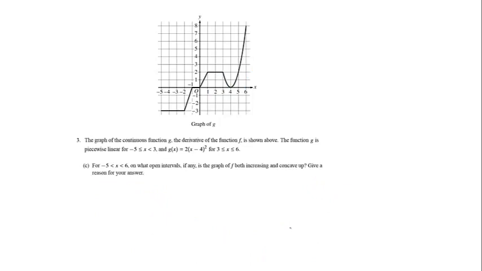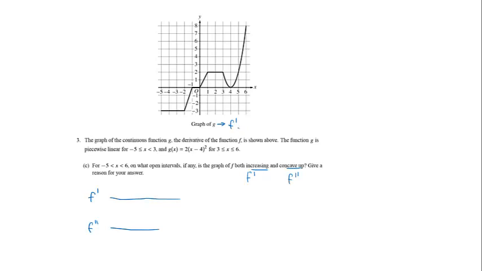Okay, part C. For -5 to 6, on what open intervals, if any, is the graph of f both increasing and concave up? Give a reason for your answer. Okay, if I'm talking about increasing, I need an f prime chart. And if I'm talking about concavity, I need an f double prime chart. Please remember that we already established before we started the problem that g was the same thing as f prime. So I'm going to make myself an f prime chart, and I'm going to make myself an f double prime chart. Okay, this is f prime.